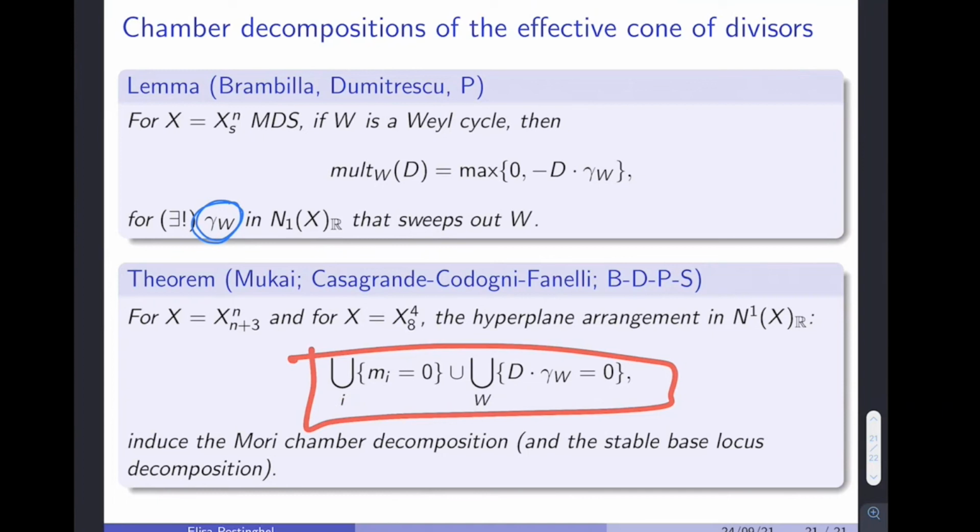It's completely determined by the classification of Weil cycles, and it induces the Mori chamber decomposition of the effective and movable cone, and also what we may call the stable base locus decomposition, which is usually a coarser decomposition than the Mori chamber decomposition. So stable base locus chambers are chambers where all divisors in there have the same stable base locus basically. And in other terms, we are saying that the stable base locus is a union of Weil cycles in this case.